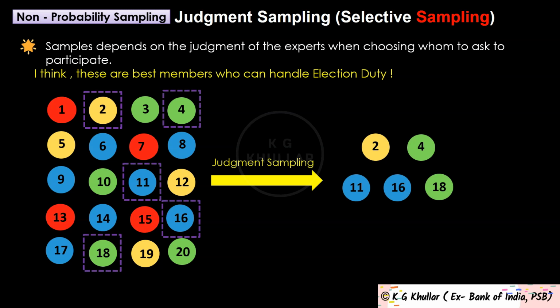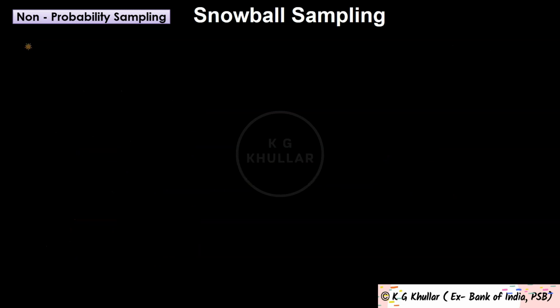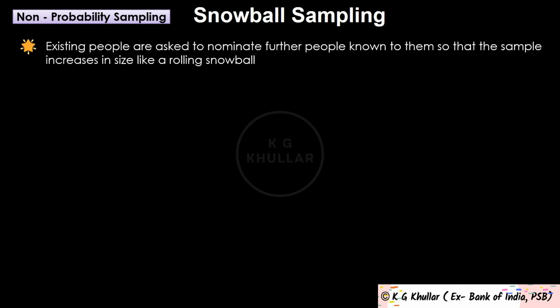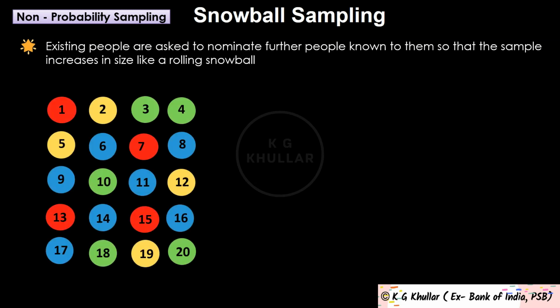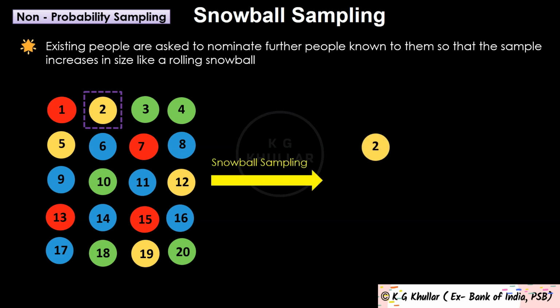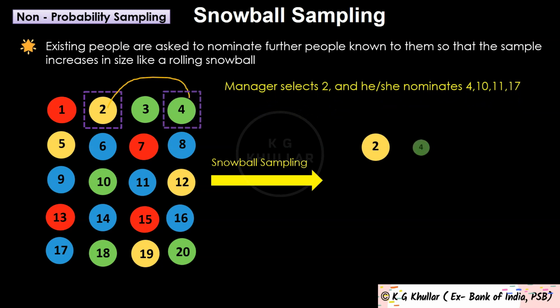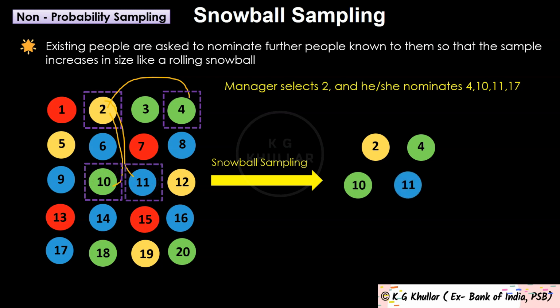Then lastly, we have snowball sampling. Friends, in this, existing people are asked to nominate further people known to them so that the sample increases in size like a rolling snowball. Now this method of sampling is effective when a sampling frame is difficult to identify. So in our example, the manager may first select a staff member of his choice and then ask him or her to nominate other staff members. So this is nothing but snowball sampling. So friends, this is all about types of sampling.